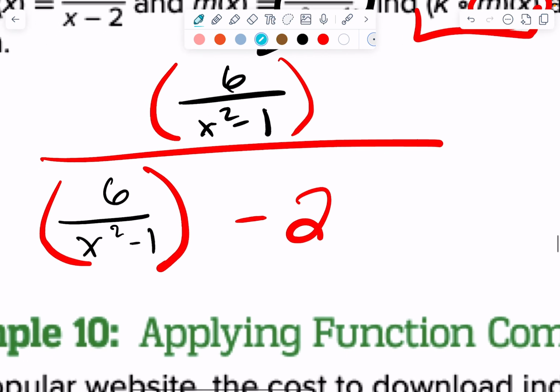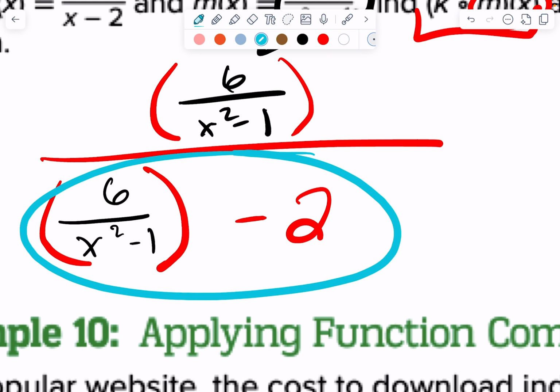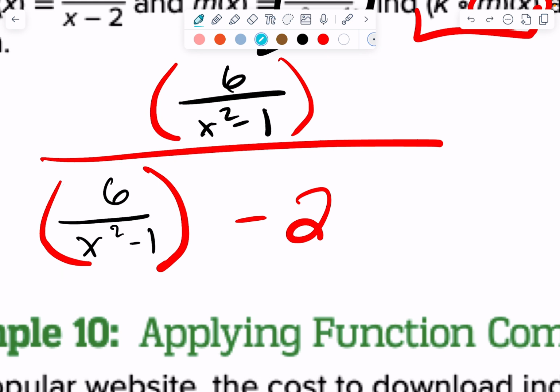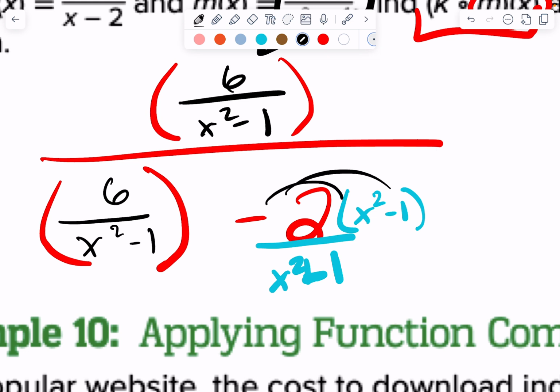I want to find, out of this stuff on the bottom, I'm going to address this first. I want to find a common denominator. I'm going to put it over x squared minus 1, my common denominator. Right now it has a denominator of 1, so I need that to be x squared minus 1. But if I multiply that to the bottom, the top needs an x squared minus 1. So if I distribute, this is negative 2x squared plus 2. And then I've got the 6 to combine with it.